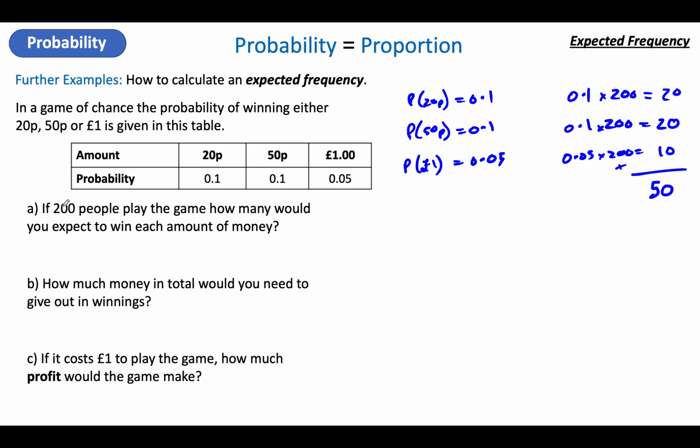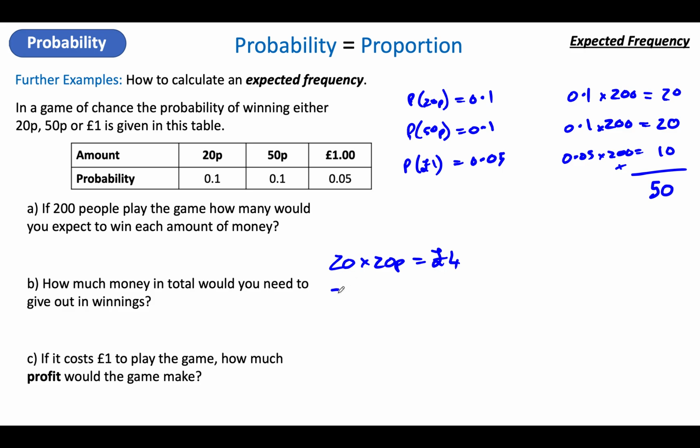Now, if 200 people play the game, right? So B, how much money in total would you need to give out in winnings? Okay, so we've got 20 people winning 20 pence. So 20 lots of 20 pence is £4.